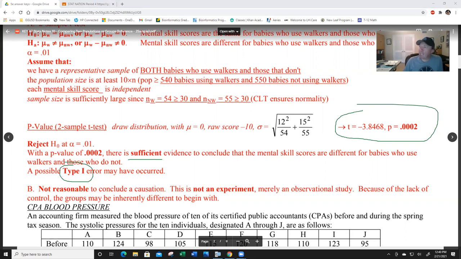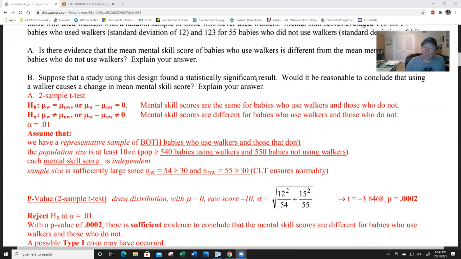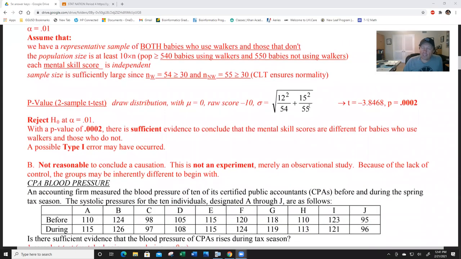I love question B, I love it, okay? This is tough, and this would be something that you'd sit around and think about. Look at B. Suppose that a study using this design, like this one, found a result that was significant, we did. Would it be reasonable to conclude that using a walker caused it? Boy, oh boy, when you see the word cause, you should be like running for cover. All right. You can attribute cause when you have an experiment, but I don't think this was an experiment.